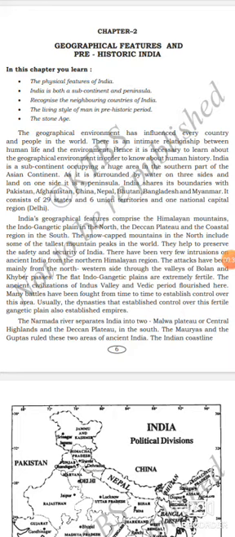Listen. The geographical environment has influenced every country and people in the world. There is an intimate relationship between human life and the environment. Hence, it is necessary to learn about the geographical environment in order to know about human history. India is a subcontinent occupying a huge area in the southern part of the Asian continent, as it is surrounded by water on three sides and land on one side. It is called a peninsula. India shares its boundaries with Pakistan, Afghanistan, China, Nepal, Bhutan, Bangladesh and Myanmar.